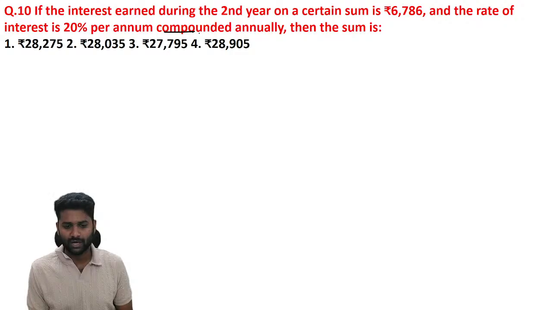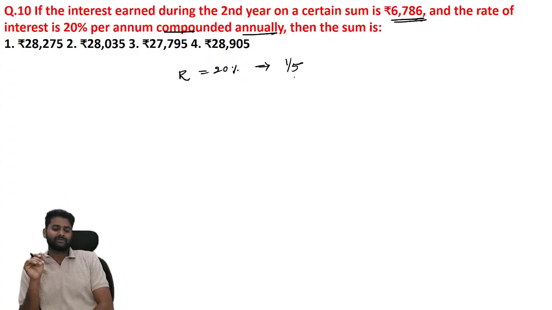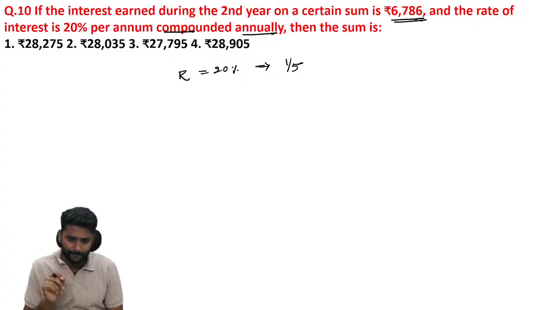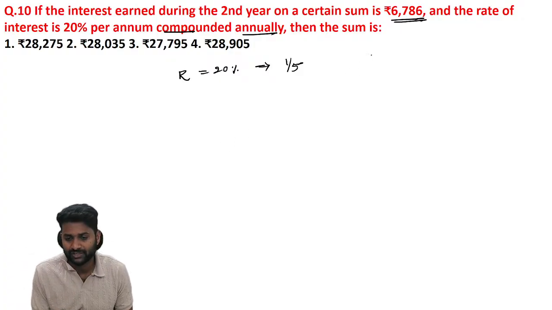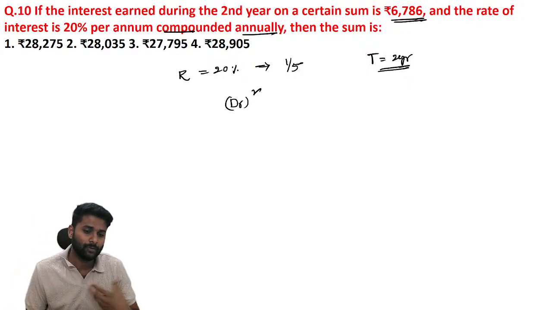Next, let's move on to the next question. It's all about compounded annually, and they mention that for the second year the amount is 6,786. For this kind of question, let's pick the rate of interest. The rate of interest is 20%, which is 1 by 5th as a fraction. If the question is about 2 years, whatever the denominator, consider the square of that number. If it is 3 years, consider the cube. If it is 4 years, consider the power 4.